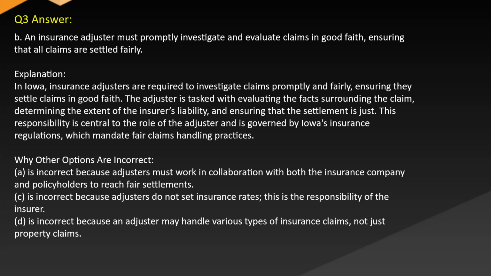While other options are incorrect, A is incorrect because adjusters must work in collaboration with both the insurance company and policyholders to reach fair settlements. C is incorrect because adjusters do not set insurance rates. This is the responsibility of the insurer. D is incorrect because an adjuster may handle various types of insurance claims, not just property claims.